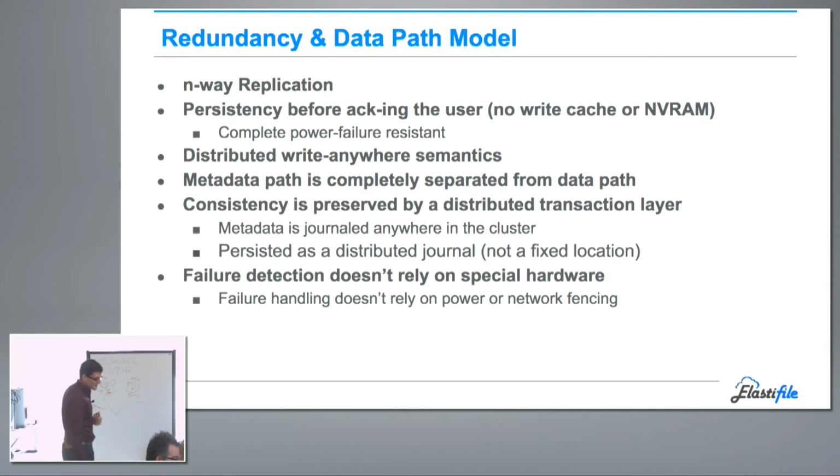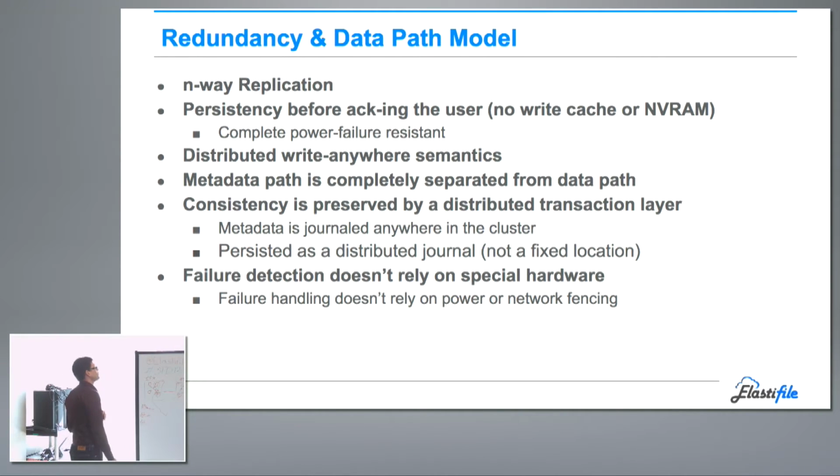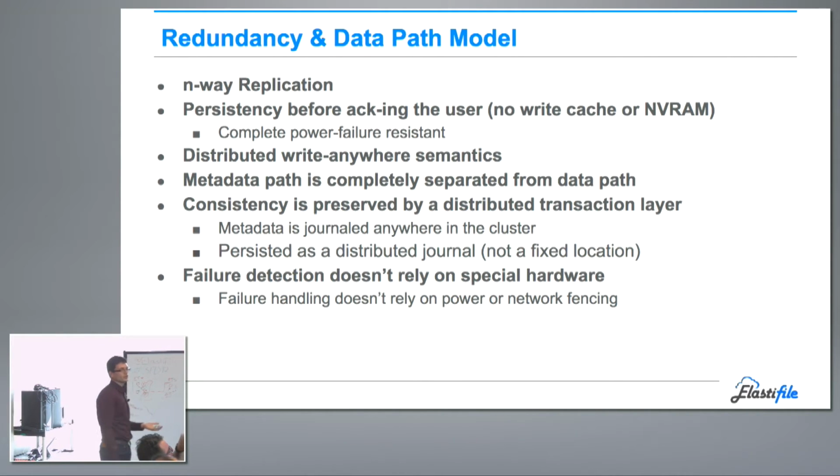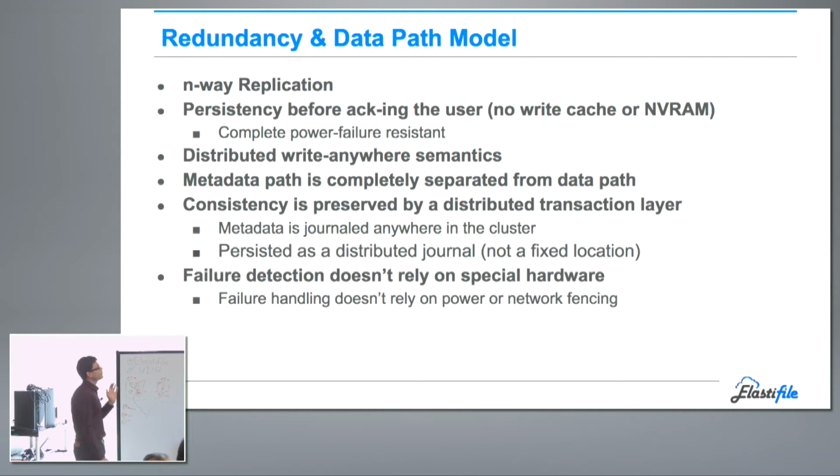Let's go and see an example of the data path, the way we do redundancy, and the model that we assume. So we have n-way replication for our data, also for our metadata. Persistency is always before we acknowledge the user. So if we're a two-way replication, we will always have the data and the changes to the metadata persisted in two locations before we acknowledge the user. We do not assume a write cache. We do not assume NVRAM. If we have NVRAM, we can use it in order to improve the wearing of the devices, but it's not a requirement. And of course, everything is complete power failure resistant at any stage of the operations.